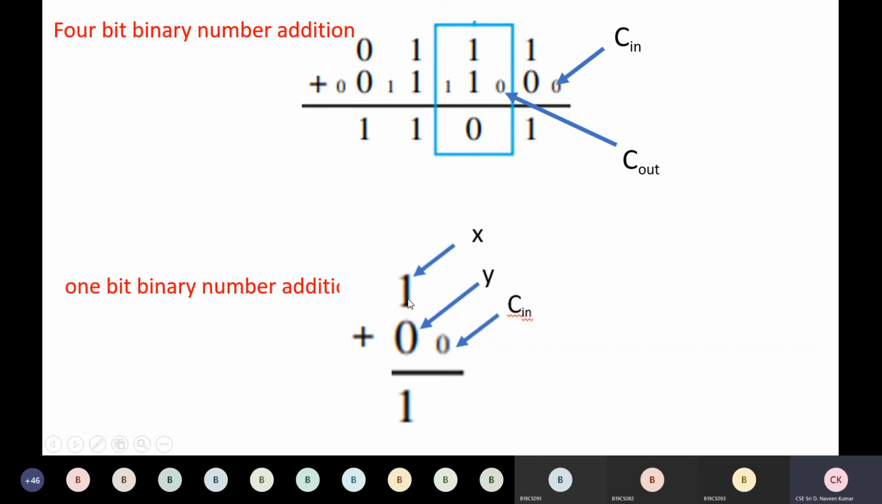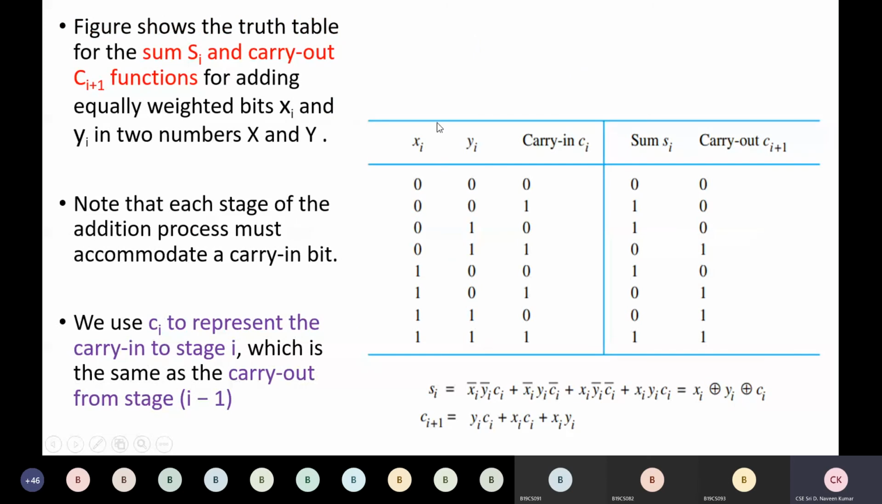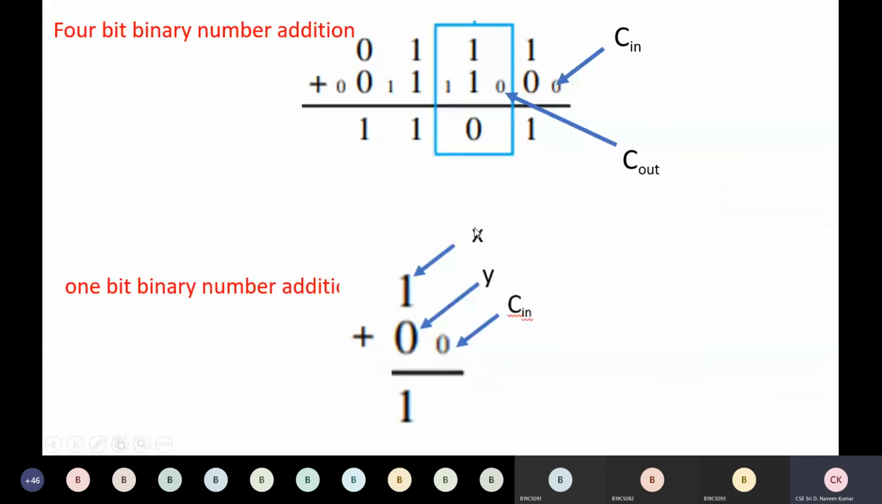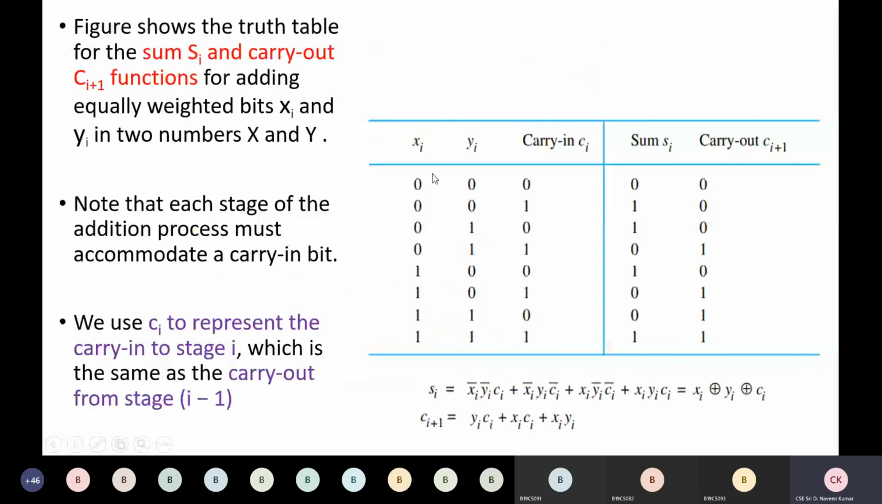Because 0 0 0, 0 0 1, 0 1 1, 0 1 0, and so on. So we draw a truth table. So x value, y value, and this is the carry in. Now in the diagram, this is x, y, and c. All the possible values we make: 0 0 0, 0 0 1, 0 1 0, 0 1 1, 1 0 0, 1 0 1, 1 1 0, and three 1s. All the possible values. So after adding all these three values, you can see the result.